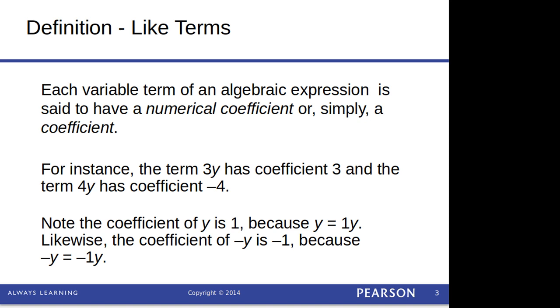All right, so what we have here is like terms. This is the definition we're going on. We've talked about terms. Each variable term of an algebraic expression is said to have a numerical coefficient. So if we look at this term here, 3y has a coefficient of 3. And the term negative 4y has a coefficient of negative 4.